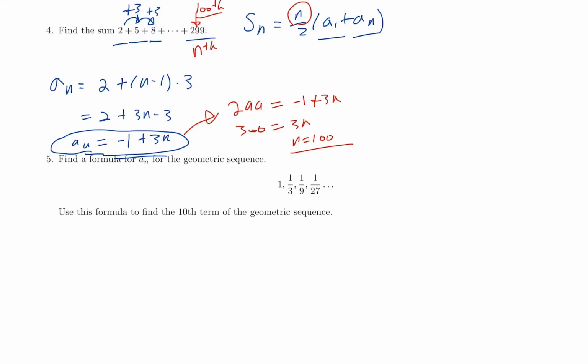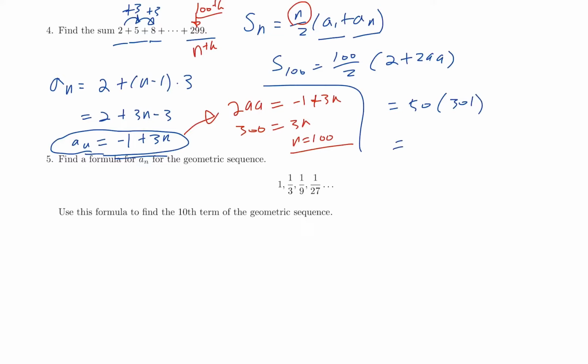Which means we're adding 100 terms in the sequence. So S of 100 equals 100 over 2. The first term was 2, the last term was 299. Let me simplify here: 50 times, what is that, 301. So that should be 15,050.